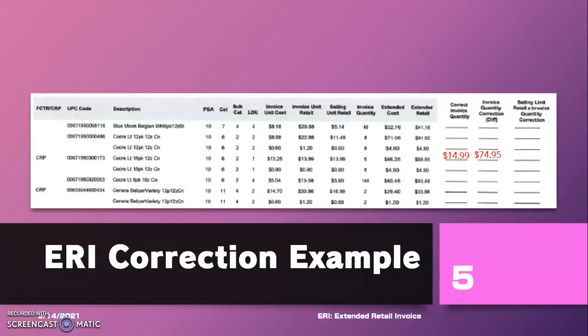We would then write the difference between what we just reported and what the ERI reports. So as you can see, our ERI says that the extended retail was $69.95, so we would subtract our $74.95 from the $69.95 to get a $5 difference. If it's positive, you don't put any symbol to note that. If it's negative, however, you put parentheses.